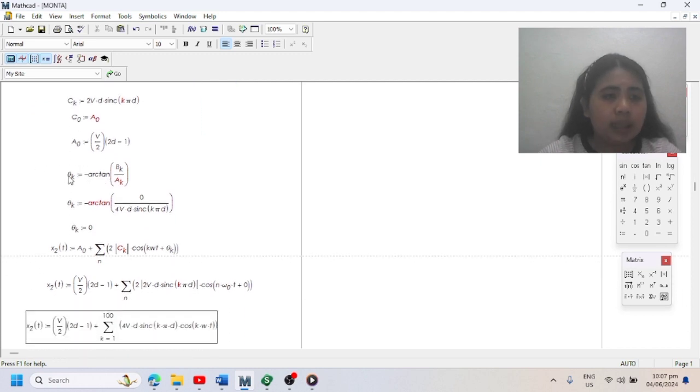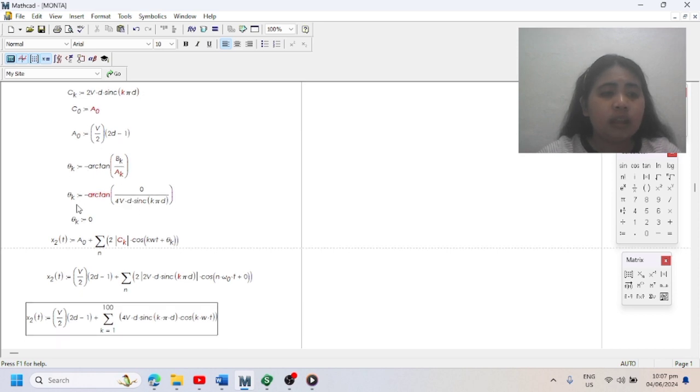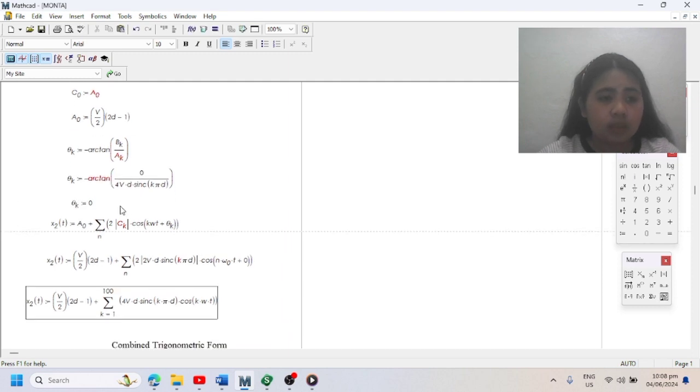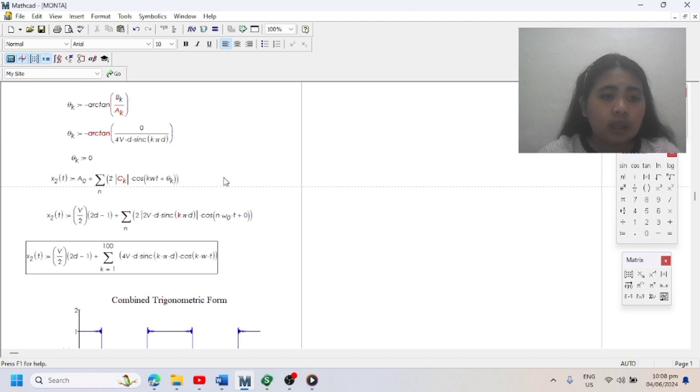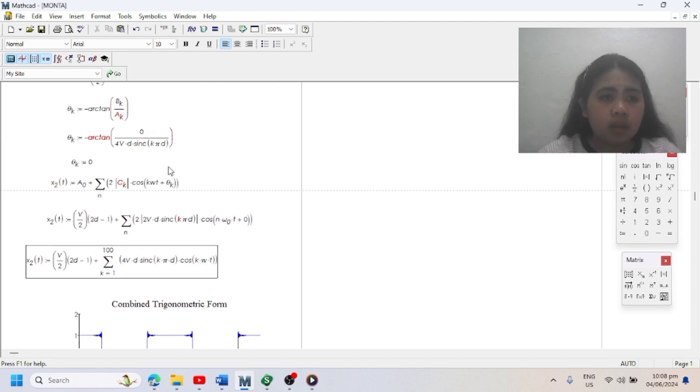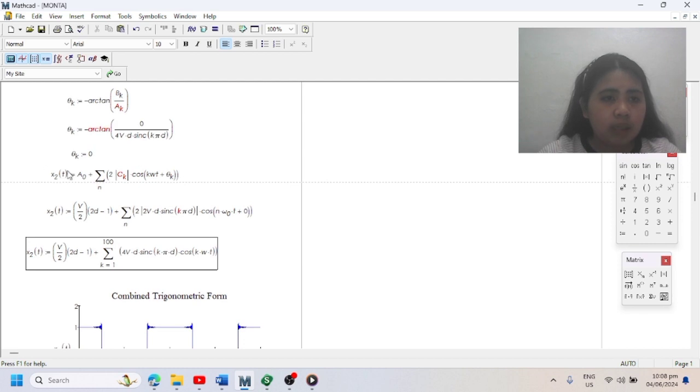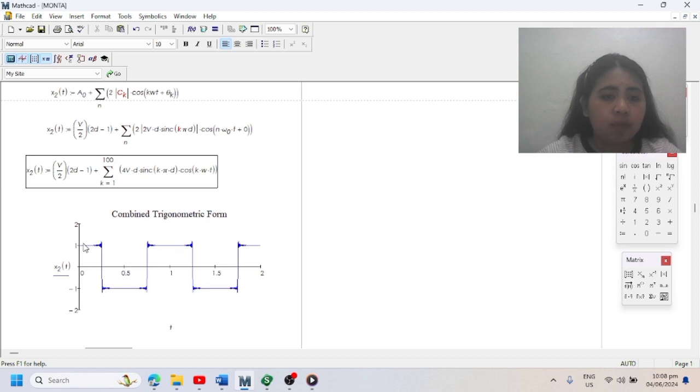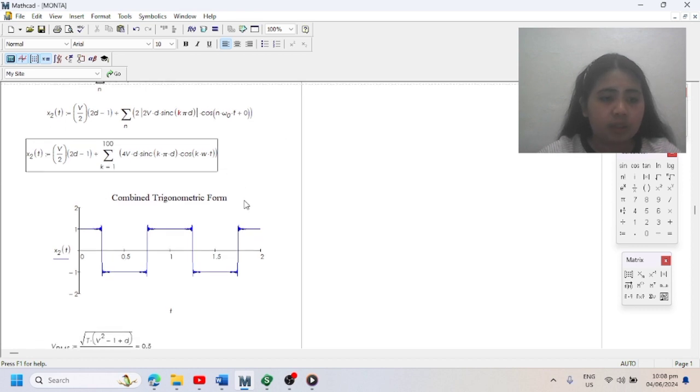So theta k is equal to negative arctan Vk over Ak. So since it is rectangular, Vk is equal to 0. So now theta k is equal to 0. So upon substituting the given, we arrive at this kind of waveform in combined trigonometric form, and it's just like the exponential form and trigonometric form.